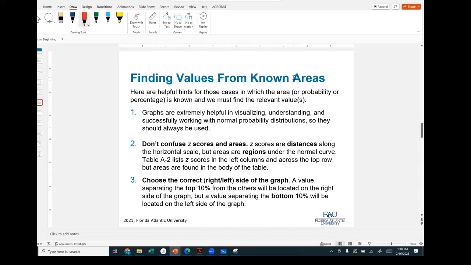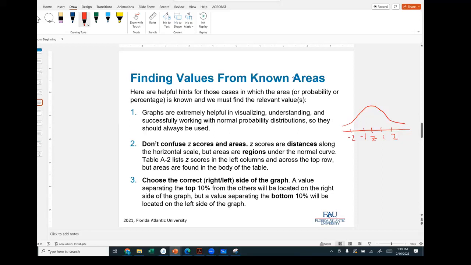Don't confuse z-scores and area. So for example, let's say I have a normal curve, and these numbers down here on the horizontal axis are my z-scores. Let's say this is 1, 2, -1, -2.